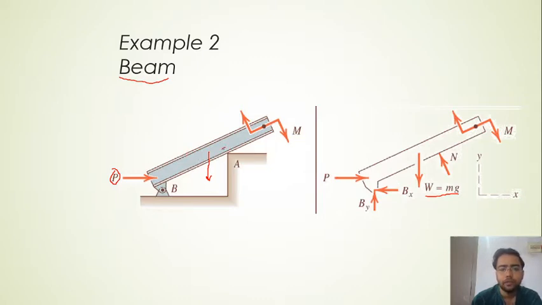The final one will be contact force, that is normal, right? Because as we know, at point A this beam is just simply supported, right? So here we will have normal force that is always perpendicular to the contact surface.